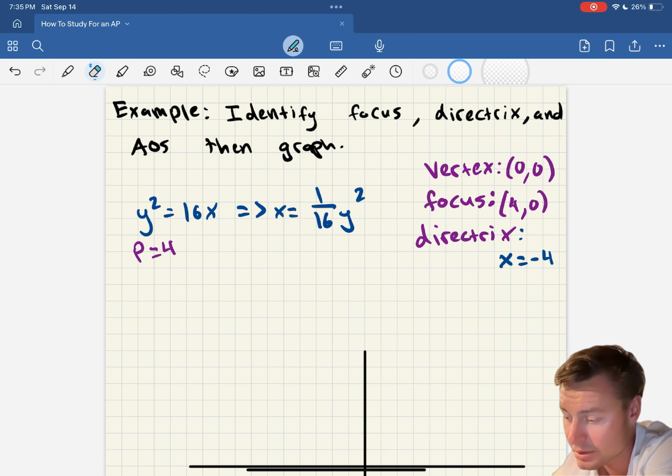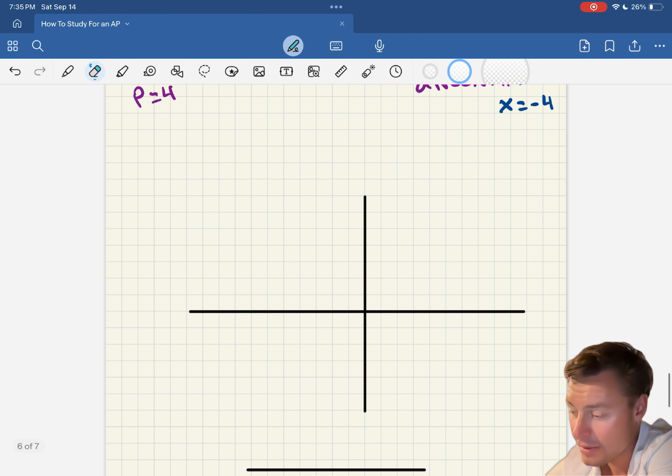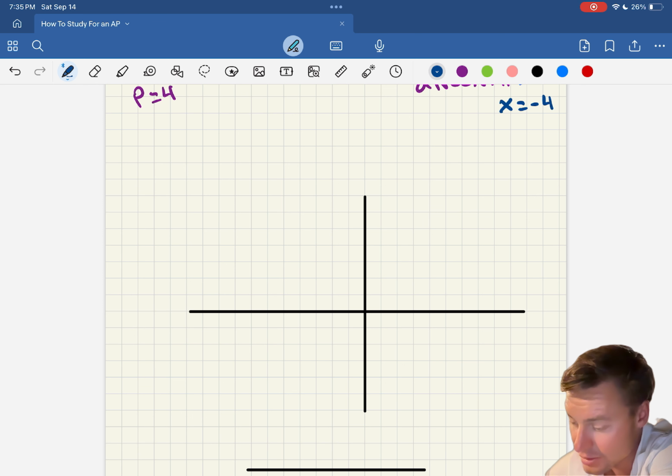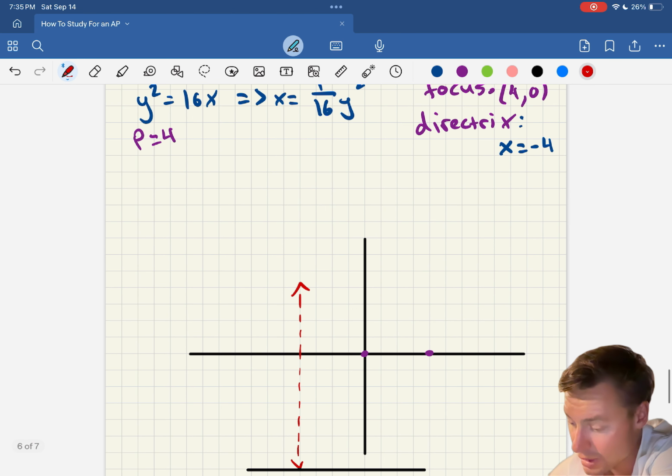Okay, x equals -4. All right, now we need to graph this. So let's use these coordinates right here. We know that we have a vertex at 0, 0. We know that we have a focus at 1, 2, 3, 4, 0. And we know that we have a directrix at 1, 2, 3, -4, like that. So, doing a rough sketch, I can just say it kind of looks like that. But if I want to get a little bit more accurate than a rough sketch, what can I do? I can make a table of values.